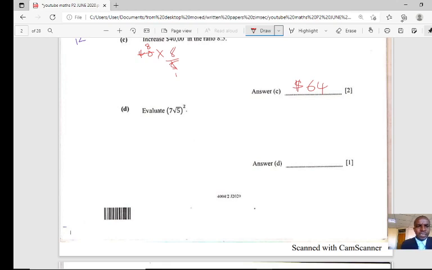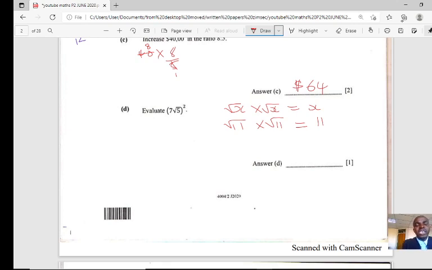Part D, evaluate (7 root 5) squared. Before you can answer this one, you have to know this concept. If I say square root of x times square root of x, then I get x. So the square root of a number times the square root of that number is equal to that number. Like root 11 times root 11, you get 11.